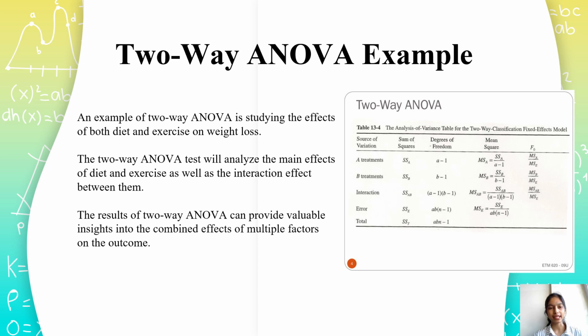Two-way ANOVA example. An example of a two-way ANOVA is studying the effect of both diet and exercise on weight loss. The two-way ANOVA test will analyze the main effects of diet and exercise as well as the interaction effects between them. The results of two-way ANOVA can provide valuable insights into the combined effect of multiple factors on the outcome.